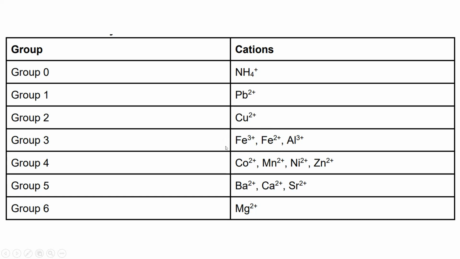So there is no possibility of getting ferrous and ferric. So there is high possibility of getting aluminum here. And in cobalt, manganese, nickel, and zinc, there is a high possibility of getting zinc than the remaining. And in barium, calcium, strontium, we can get all of them. And magnesium, there is a possibility of getting magnesium, right? So we can go for the test. So these are the group things.